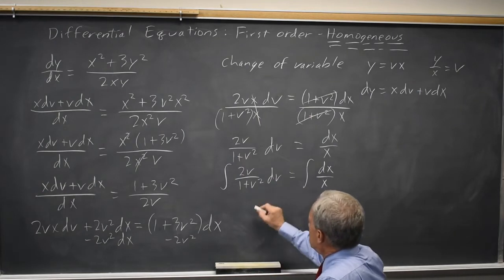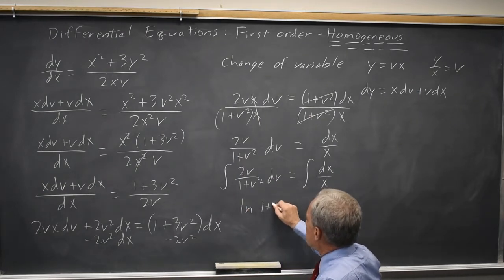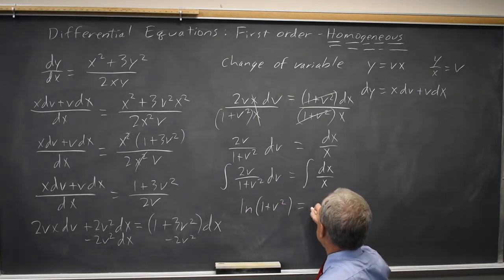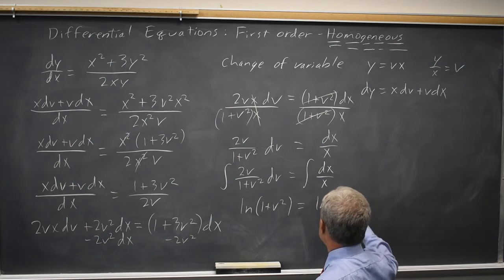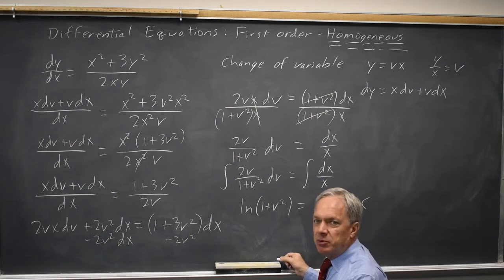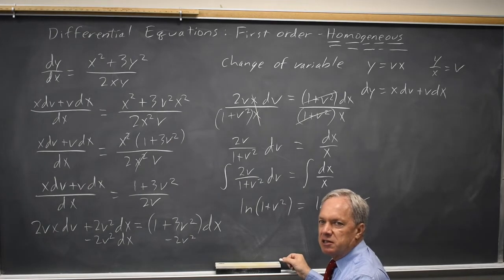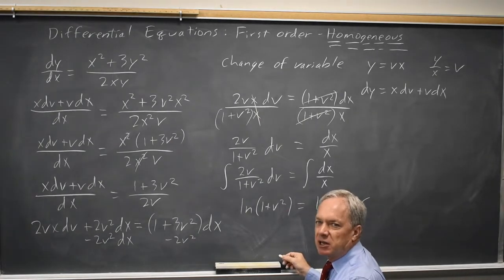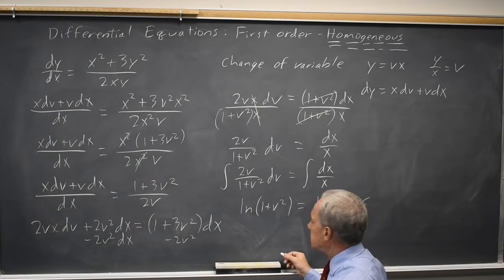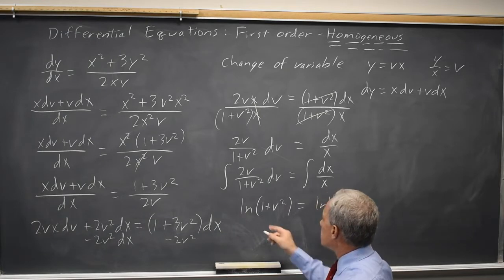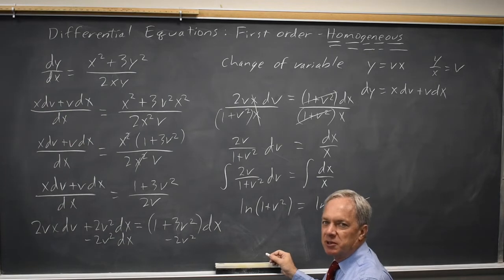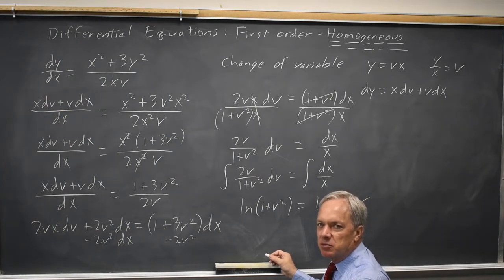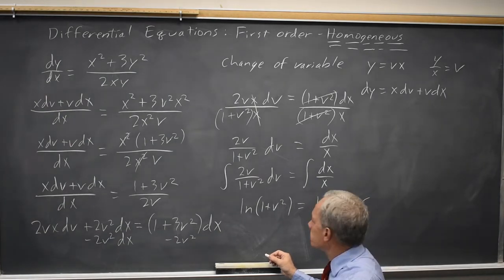So I have natural log of 1 plus v squared equals natural log x plus c. I could put plus c on both sides. That's unnecessary because I can subtract whatever c is on the left from both sides, and I'm left with the difference as a different constant on the right. I could put an absolute value around 1 plus v squared. That's not necessary because 1 plus v squared is never negative.